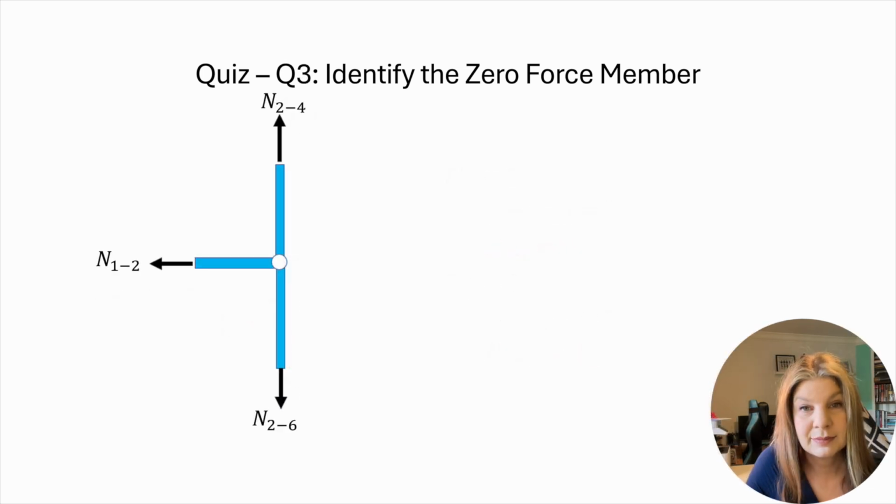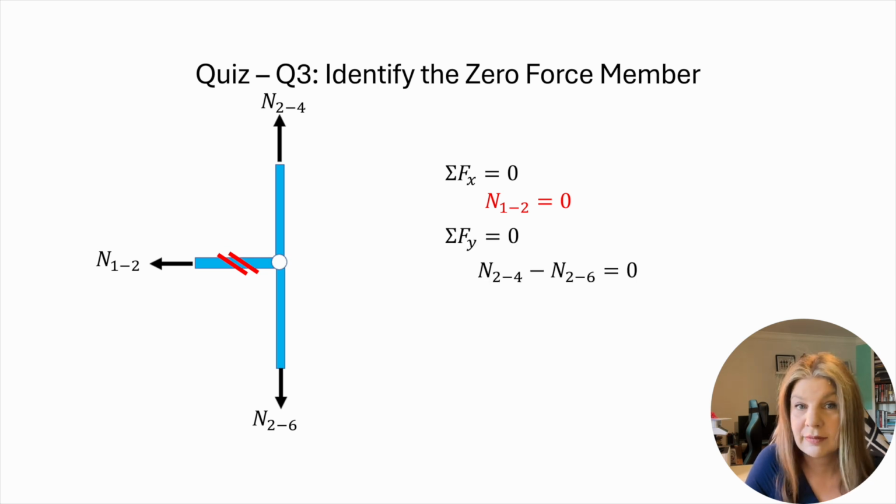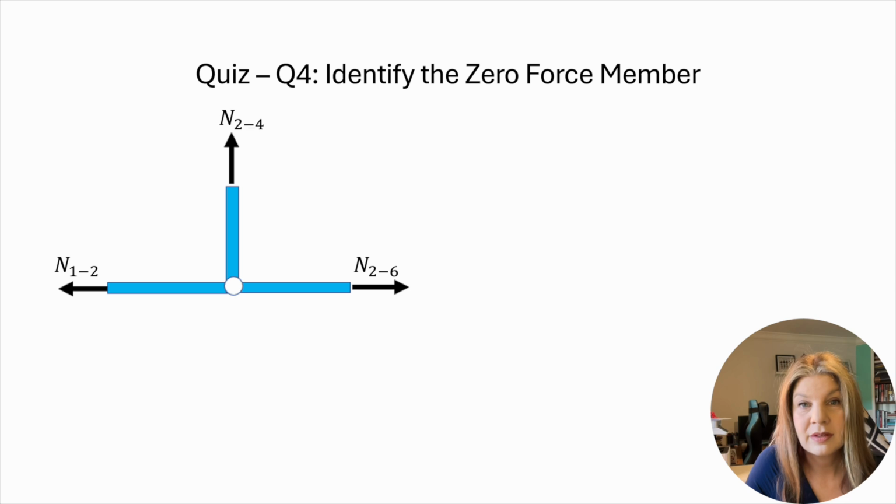How about this case? In this case, we have two collinear members and one member that is at an angle. So in this case, sum of forces in x, I would find out that N12 equals 0. And if I look in the y direction, in the direction of the collinear members, you can see I can't actually tell what the value of those collinear members are, but I can say that they are going to be equal and in opposite direction. How about here? Any zero force members?